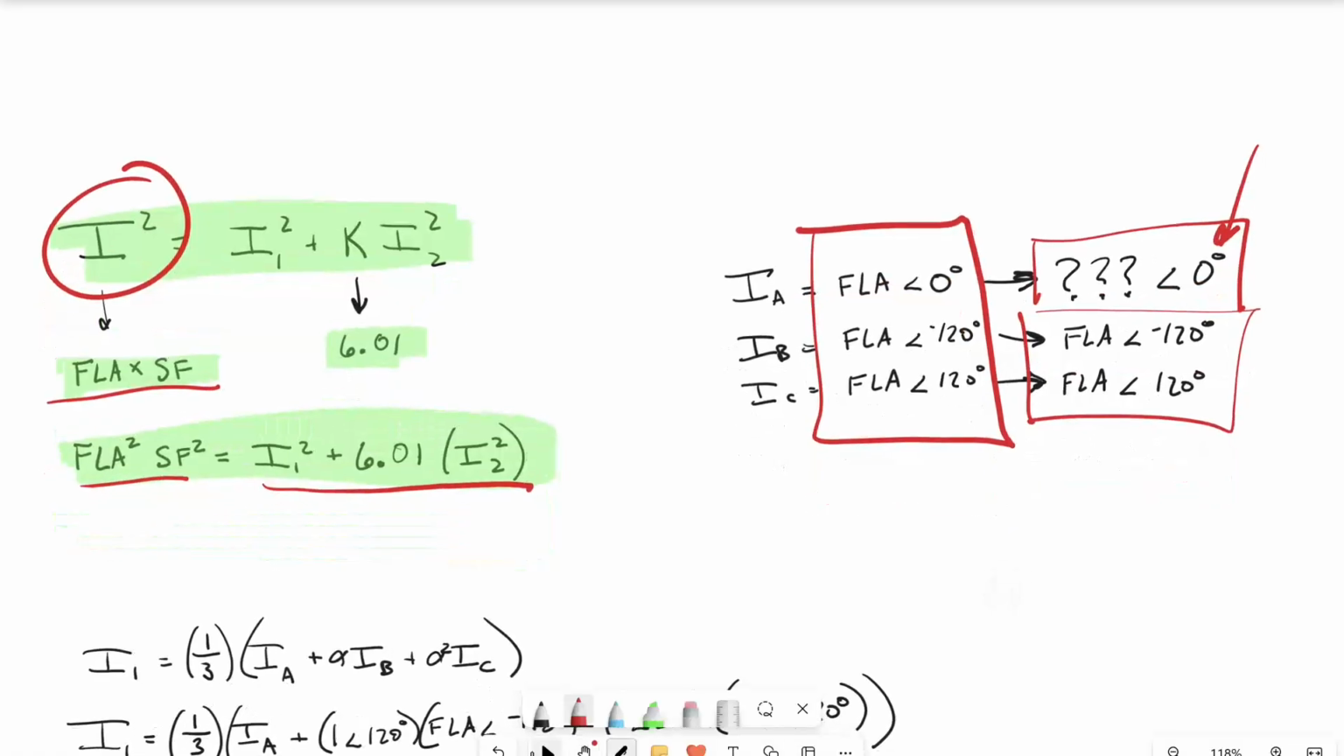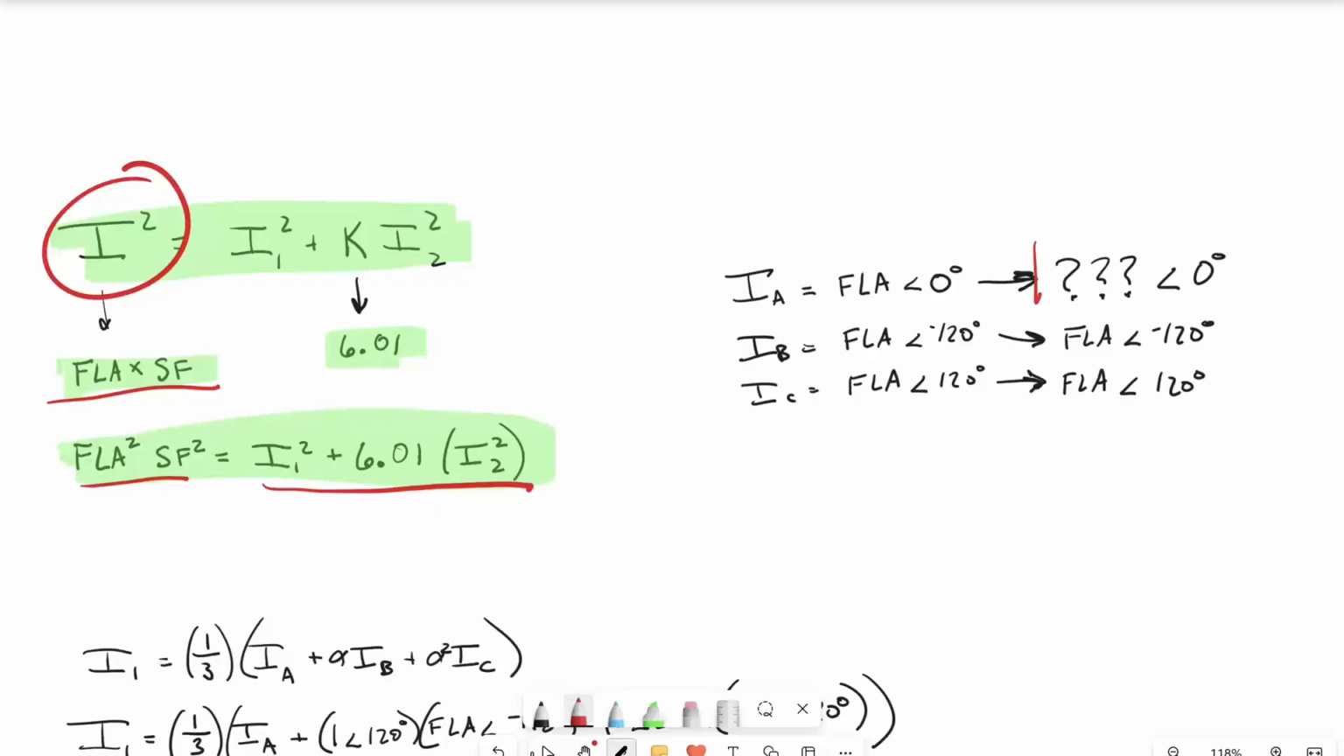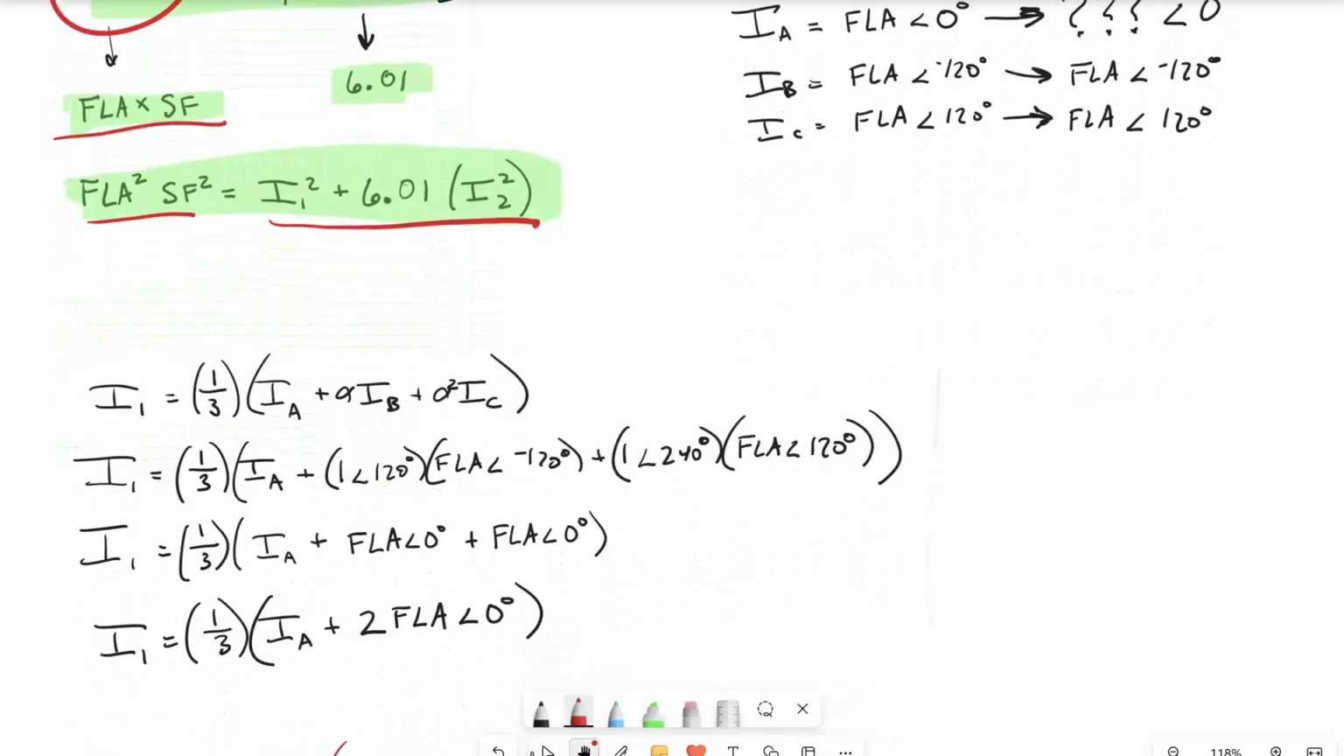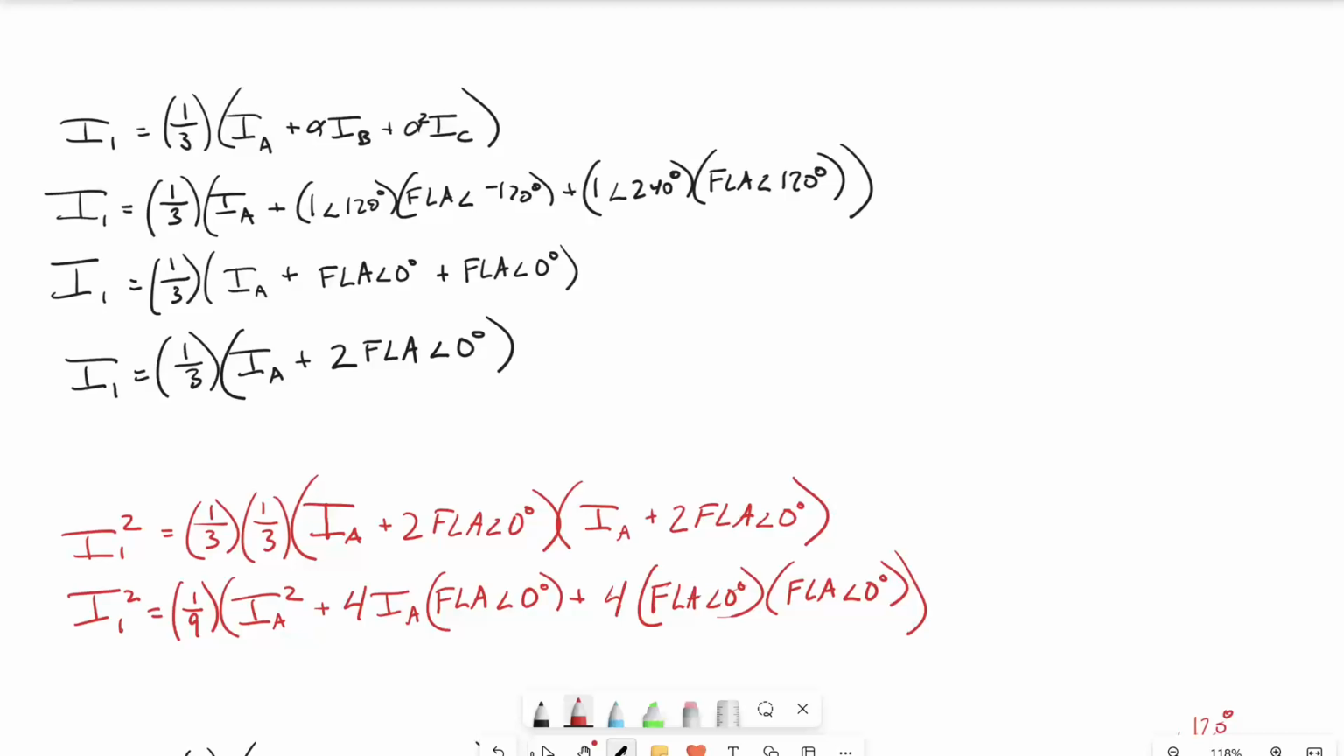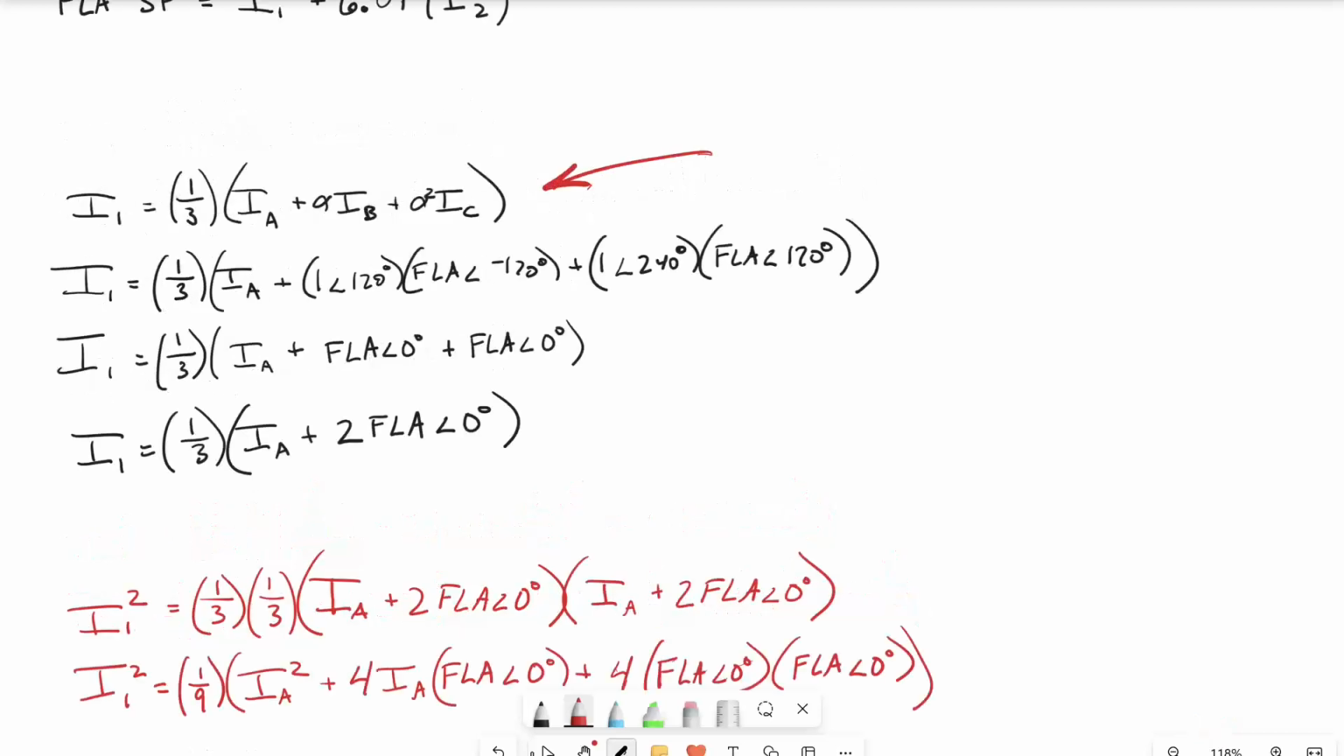And so given that, we know that some of these variables, honestly, are already defined for us. It's not too terrible. So let's do some tricks. I got some tricks in here to help us narrow this down. So this is I1 right here, just all written out. And what I did was I went in there and I said, look, we already know B and C phase are going to stay at FLA, right?